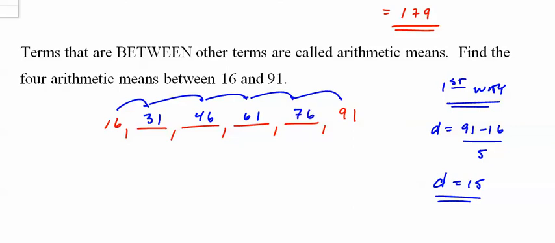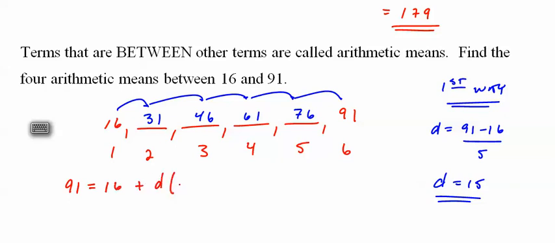If you want to do it algebraically, you would say term 1, 2, 3, 4, 5, 6. Term 6, 91 equals term 1, 16 plus, we don't know what the D is, times 6 minus 1. Oh, look at that. 91 minus 16 over 5 equals the distance, which equals 15. And then we just go and fill them in from there.